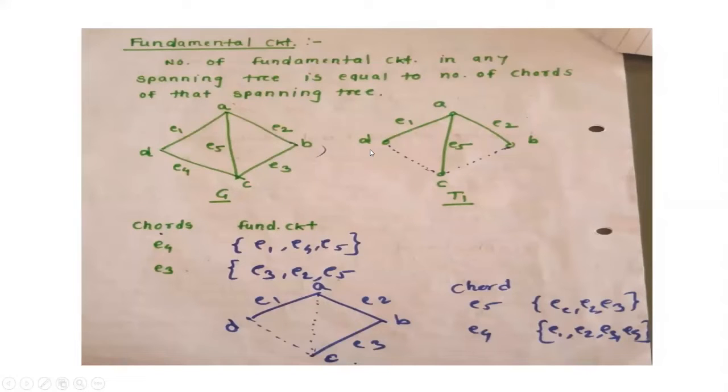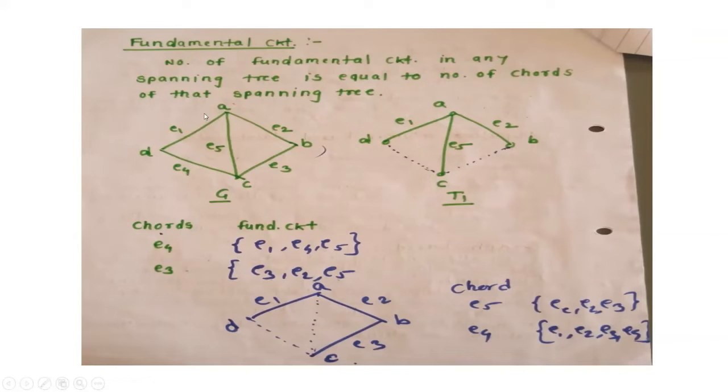The number of fundamental circuits in any spanning tree is equal to the number of chords of that spanning tree. For fundamental cut sets, the number is equal to the number of branches. Here, the number of chords is equal to the number of fundamental circuits. What are chords? The edges which are not present in a spanning tree are called chords.